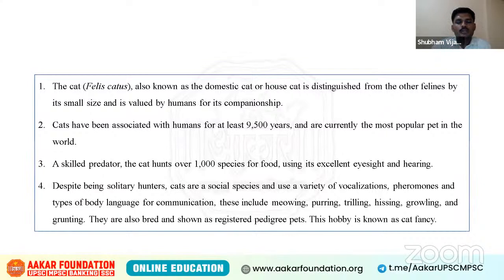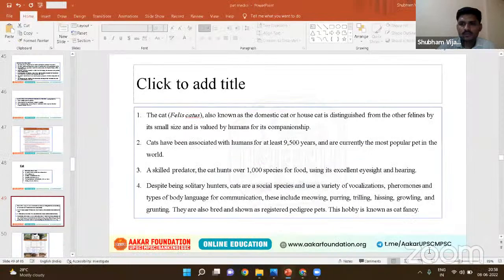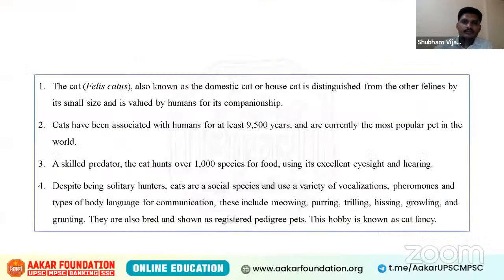Like dogs, Canis familiaris was their scientific name, and for the cat, Felis catus is its scientific name, and it is also known as the domestic cat or house cat, and it is distinguished from the other felines. Felines means wild cats. This cat has been distinguished from the wild cats by its small size, and the house cat is valued by humans for its companionship.